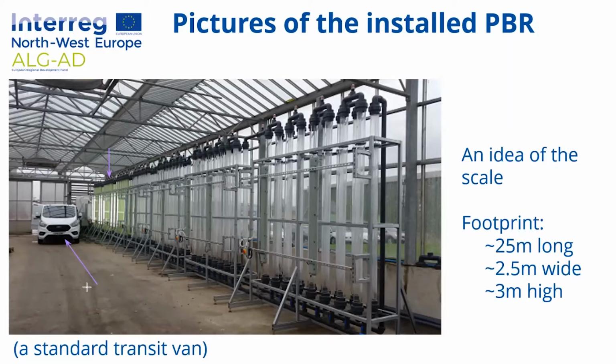And as you can see down the right-hand side of this image, the reactor itself is approximately 25 meters long. It's about 2.5 meters wide, and it's 3 meters tall. And one of the constraints that we had within the greenhouse, those of you with very sharp eyes will see these cross beams which support the roof of the greenhouse. These were situated at 3.2 meters high. So we had to keep the reactor underneath these cross beams.